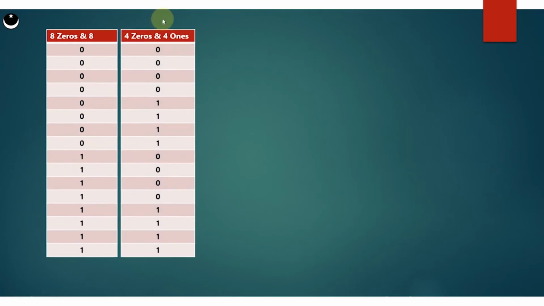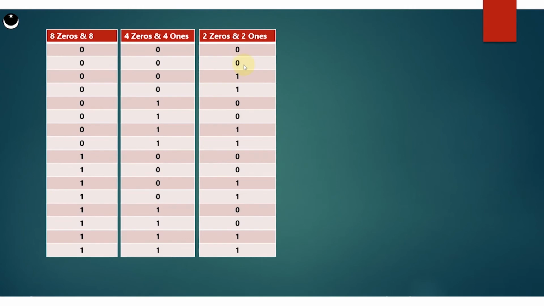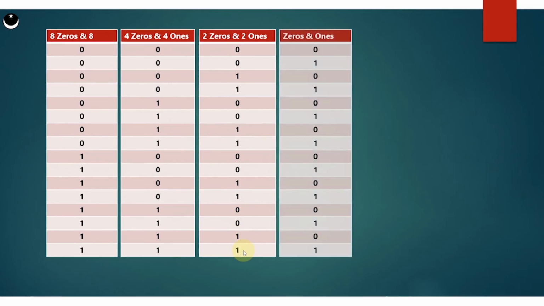First of all, write 8 zeros, then followed by 8 ones. In the second column, write 4 zeros, then 4 ones, again 4 zeros, and 4 ones. In the third column, write two zeros, two ones, two zeros, two ones, and then continue the process. In the last column, it should be 0, 1, 0, 1, 0, 1 up to the very end.